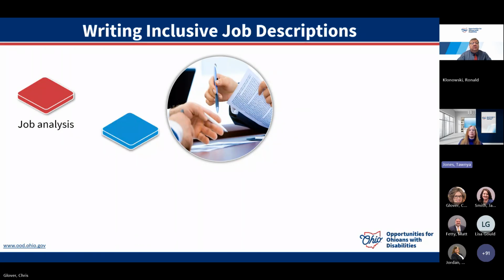Clearly define the essential functions, what the person must be able to do with or without reasonable accommodation. Example, "must be able to communicate effectively with team members and clients" is more inclusive than "must be able to speak clearly." Focus on outcomes, not physical tasks. For example, instead of "must be able to lift 25 pounds," say "this role involves maneuvering materials."